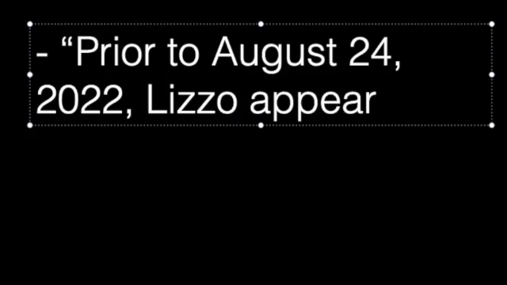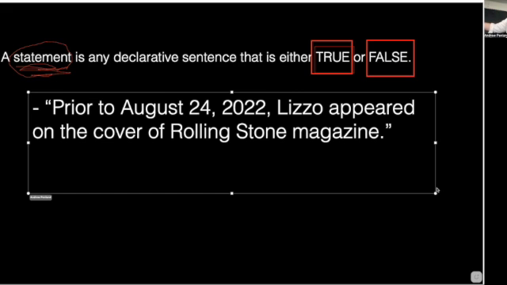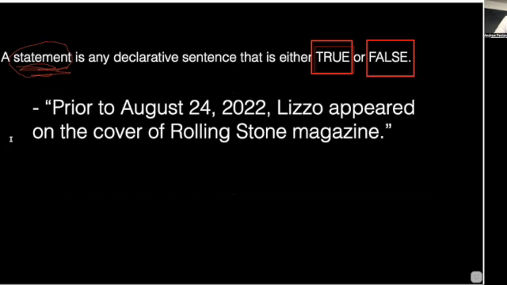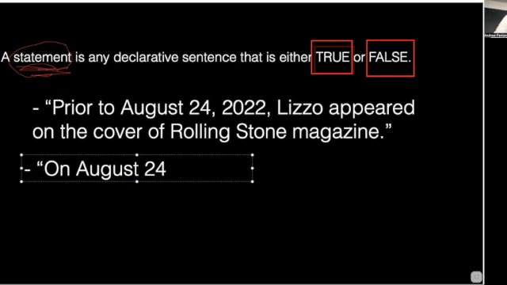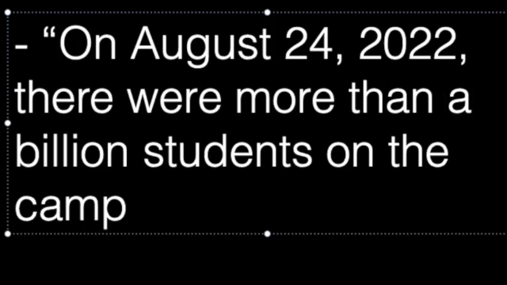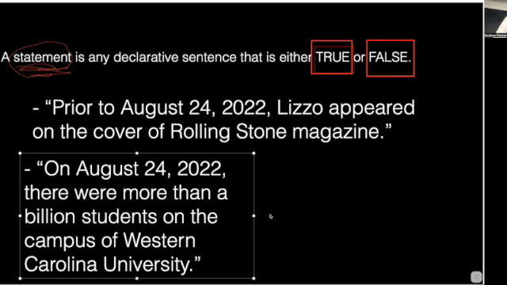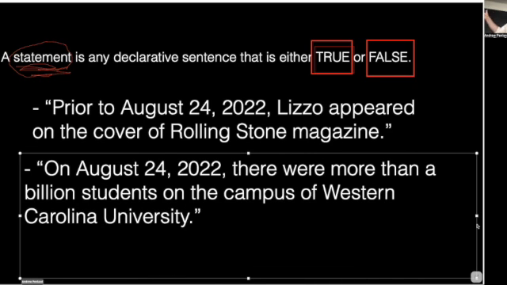My first example of a statement is: prior to August 24th, 2022, Lizzo appeared on the cover of Rolling Stone magazine. Either this has happened or this hasn't happened. There's no controversy as to whether this is true or false. Second, I could say: on August 24th, 2022, there were more than 1 billion students on the campus of Western Carolina University. Now, in this case, this is definitely false. This is a statement because we can attach a truth value to it, and there's no potential controversy.